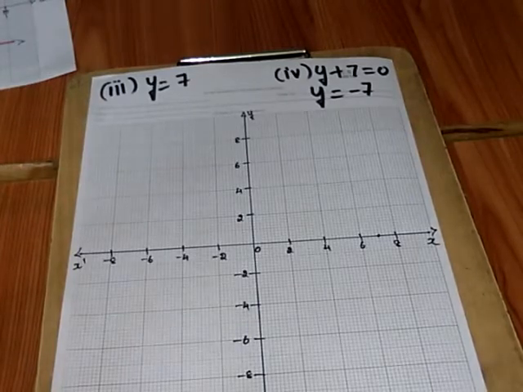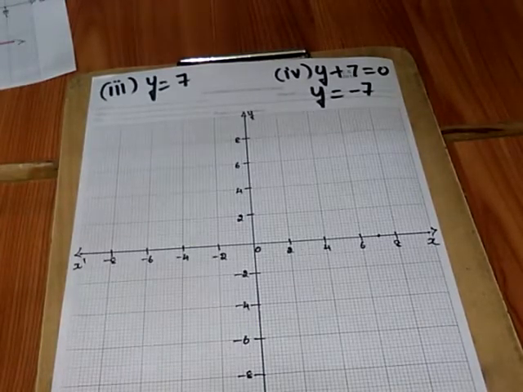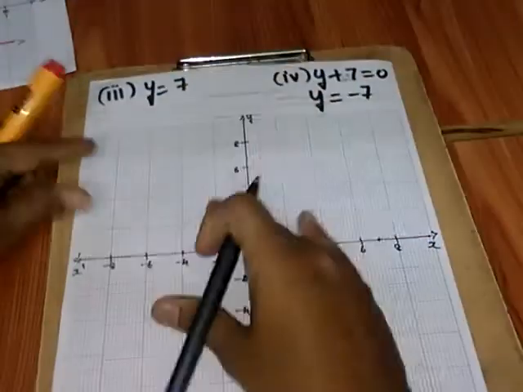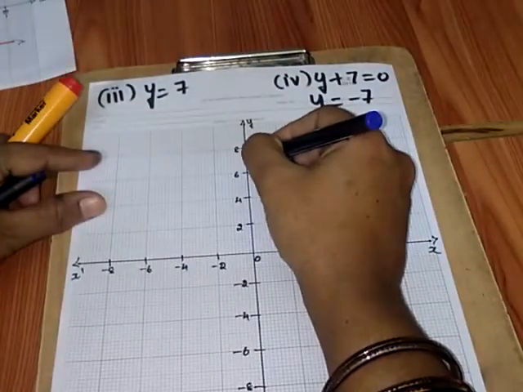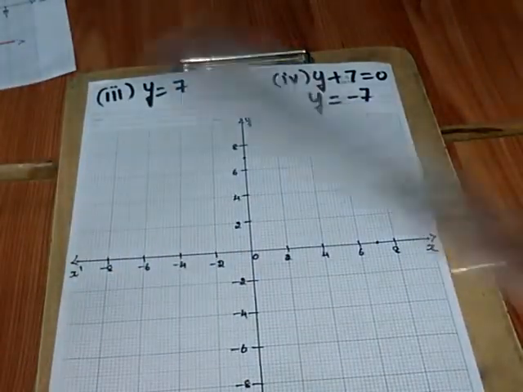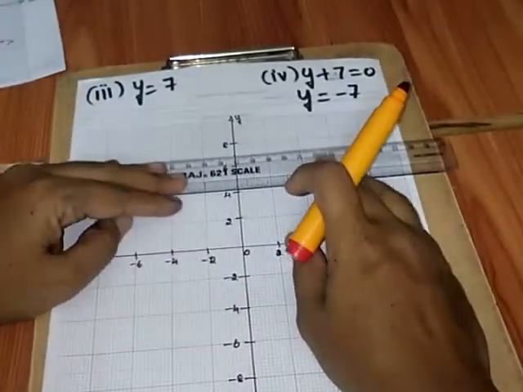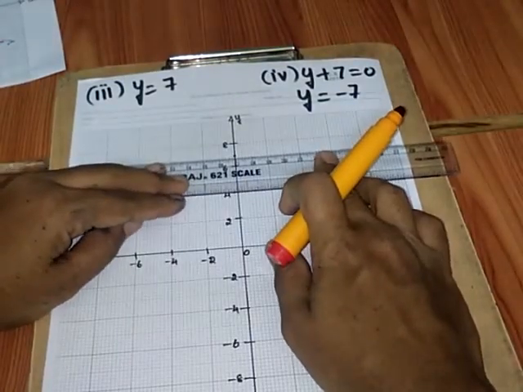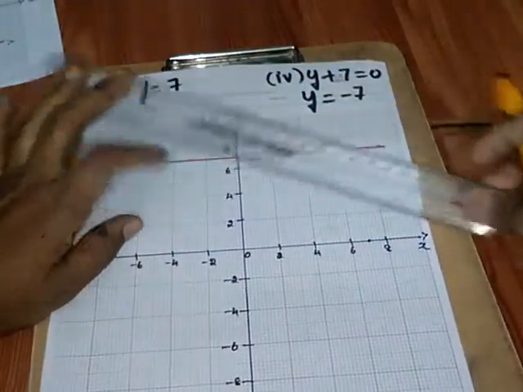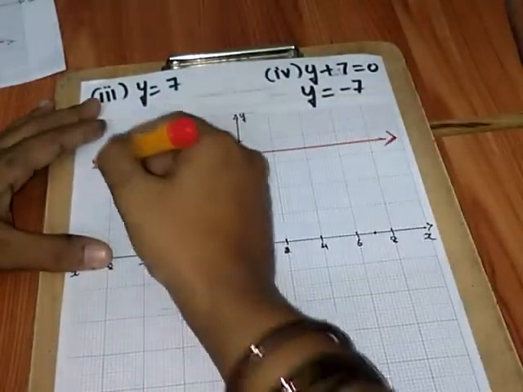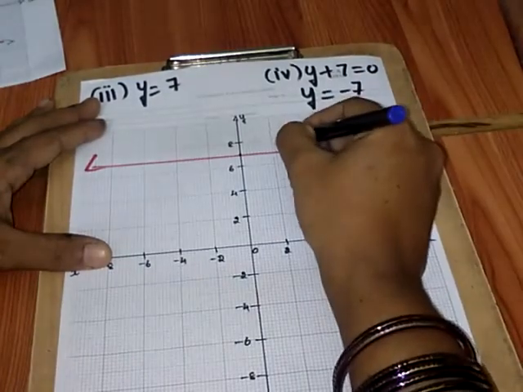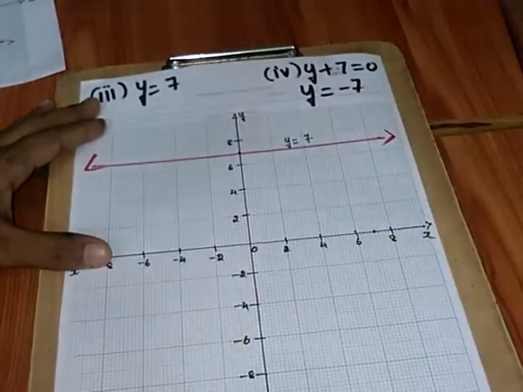So with the help of your scale, this is y is equal to 7. I need to mark it on the y-axis. If the value of y is given, then the line is parallel to the x-axis. This is y is equal to 7. Kindly excuse, children. This is the equation for which we are going to get a straight line. Write down the equation on the straight line: y is equal to 7.